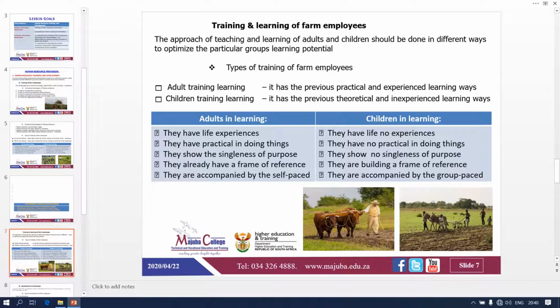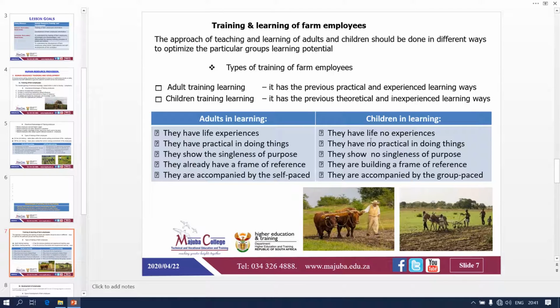They show a singleness of purpose, right? They can do things. They already have the frame of reference. They know how things are being done. It was loaded on their system a long time ago. They are accompanied by self-paced. They are self-paced. Don't force them. These are elders. You need to respect elders, right?